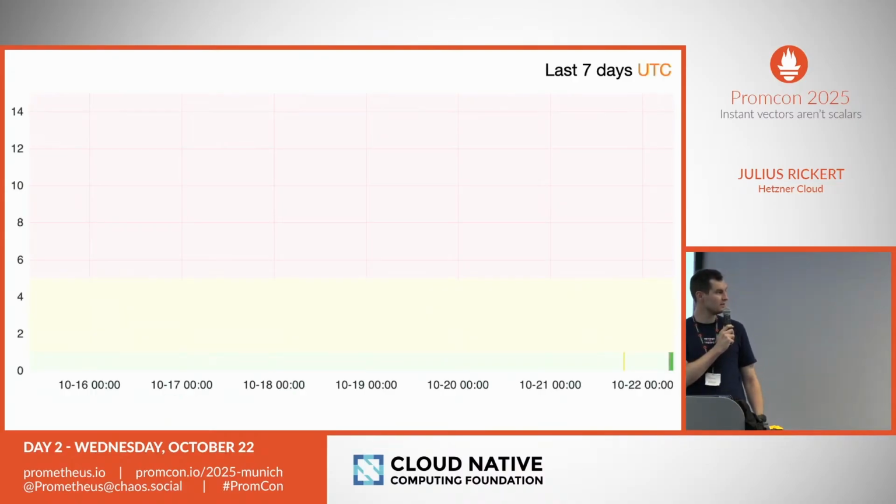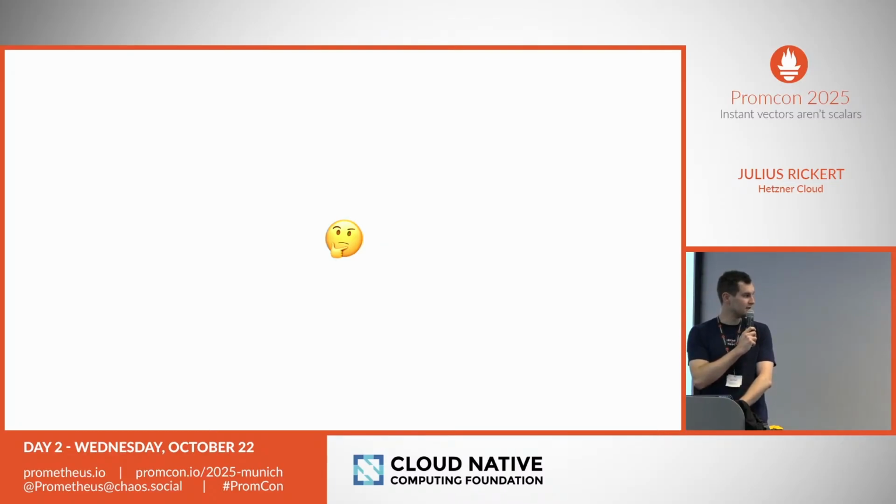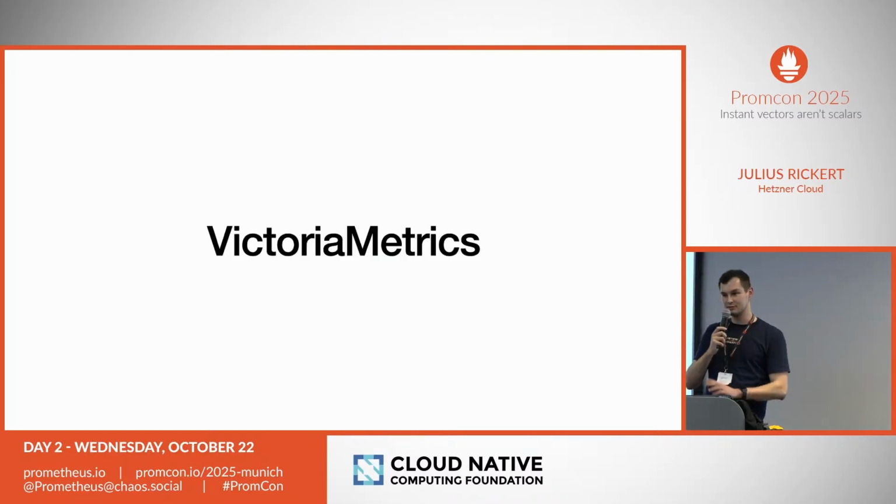I'm trying to tell you how instant vectors and scalars are different, and how that bit me. I was looking at some graph, and there was an anomaly, and then I tried to zoom in, and then there was no data, and I thought, what the heck? How's that possible? You have to keep in mind we're using VictoriaMetrics for this, so it might behave differently with Prometheus.